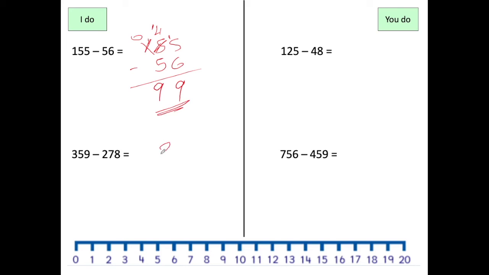Next question, 359 take away 278. 9 take away 8 gives us 1. 5 take away 7, can't do, so we'll have to borrow 1 from the hundreds column, that becomes 2. Borrow 1, so we take 7 away from 15, which is 8. 2 take away 2 equals 0, so the answer should be 81.